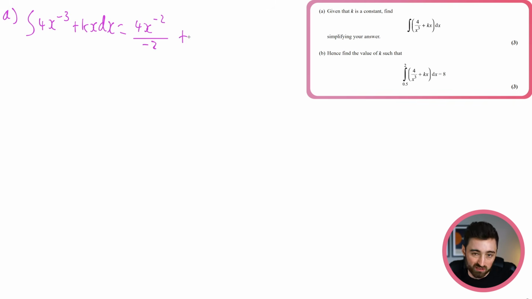kx is like k x to the 1, right? So if I add 1 to the power, I would get x squared. Did I say k to the 1? x to the 1, you know what I mean? Divide by the new power, so divide by the 2.